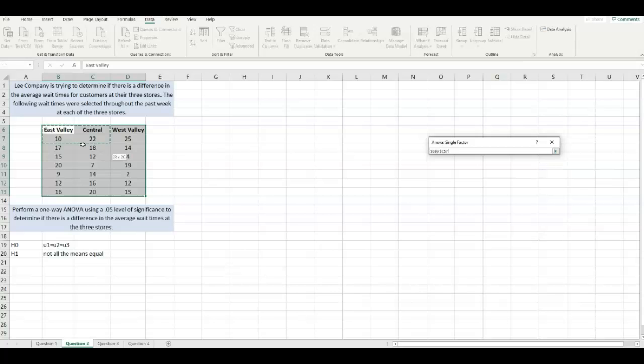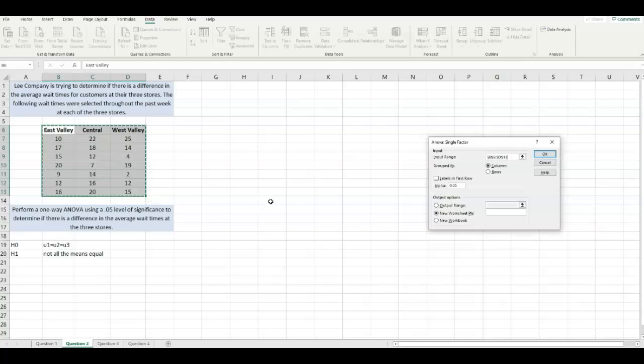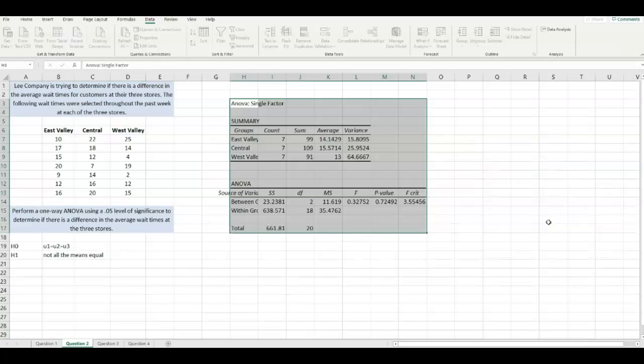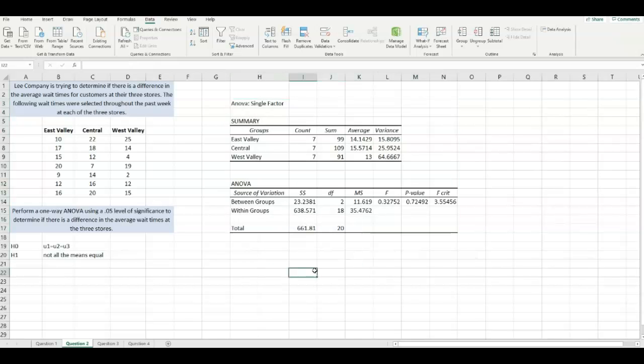asking for our input range, which is going to be our data here. It is grouped by columns. Labels are in the first row, the East Valley, Central, and West Valley. And our alpha is 0.05. So where do we want it? We'll say that we just want it right there. And we hit OK. And we have our ANOVA output here.